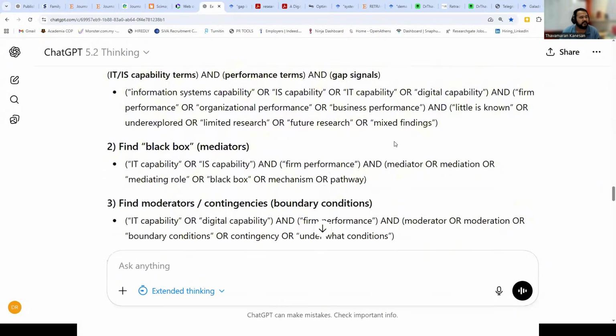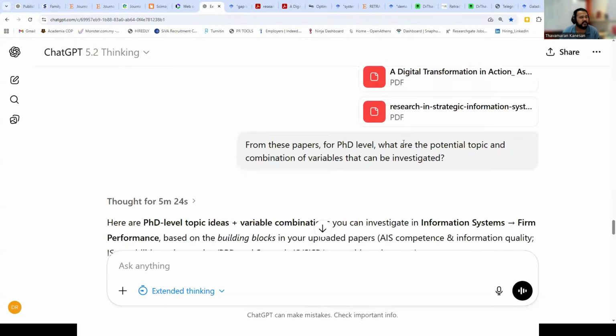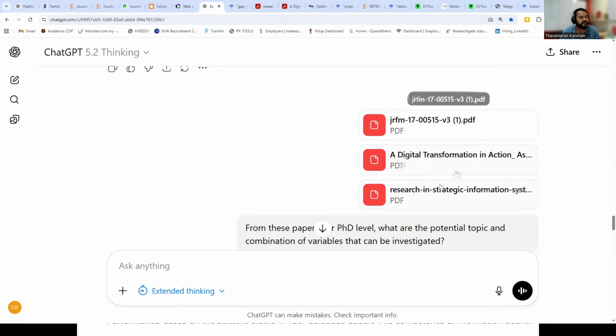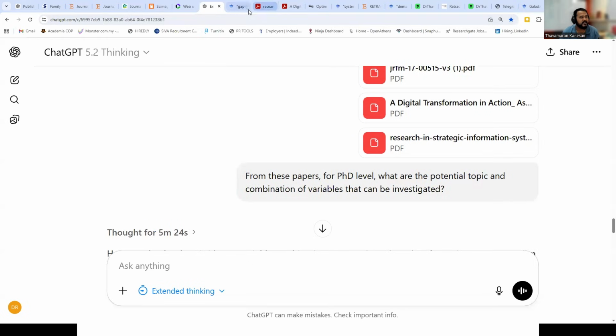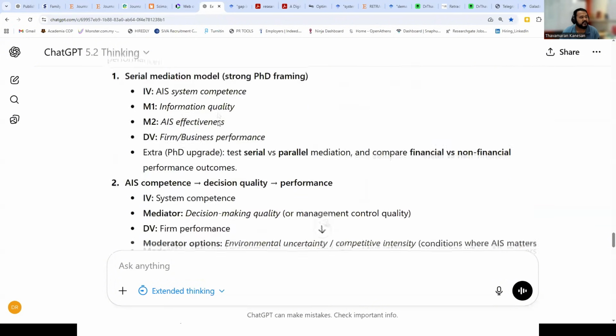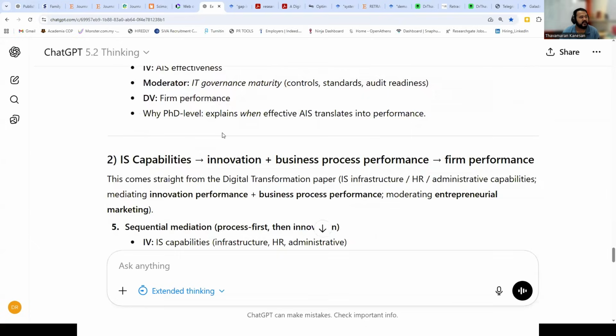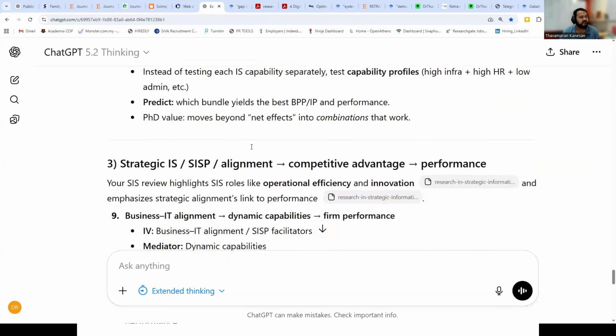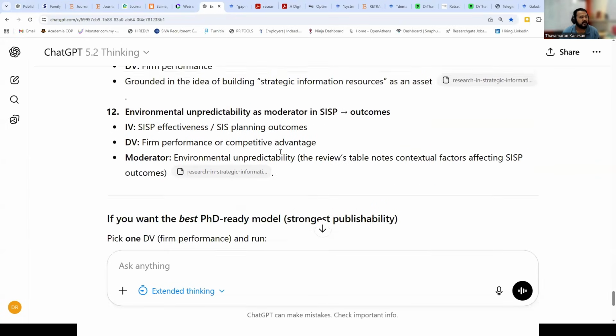I uploaded these 3 papers here. And I asked, from these papers, for PhD level, what are the potential topics and combinations of variables that can be investigated? Then it gave me all these ideas, you see? All the framework done, ready. All settled, ready, framework. See how many ideas.